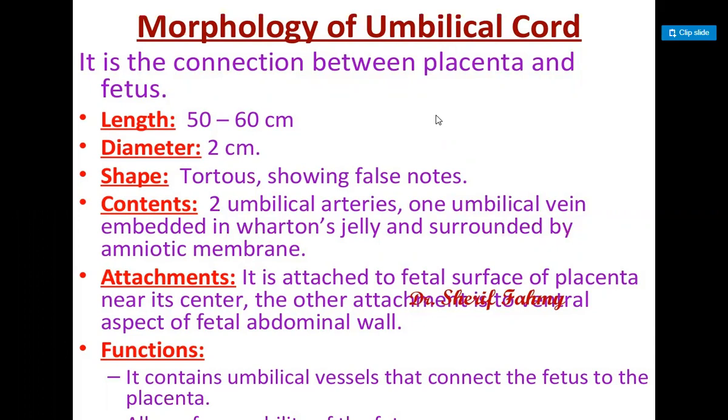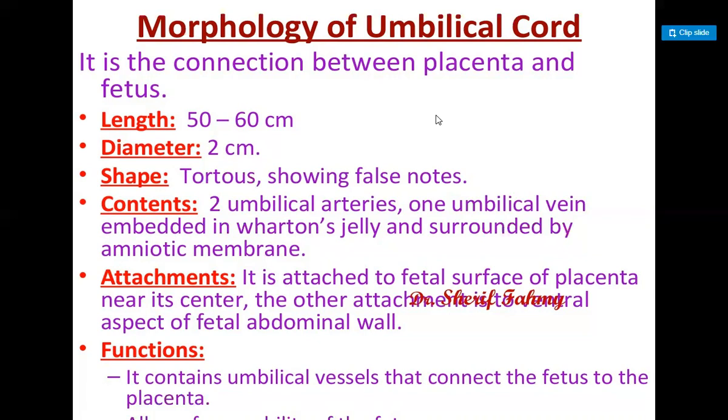If we see lengthwise, it is about 50 to 60 centimeters. We always say normal values because any abnormality in the length can lead to problems. If the length is short, there is a problem, and if the length is long, there is also a problem. Then diameter-wise, it is about 2 centimeters. Then shape-wise, the umbilical cord is twisted, and it shows some false knots also.